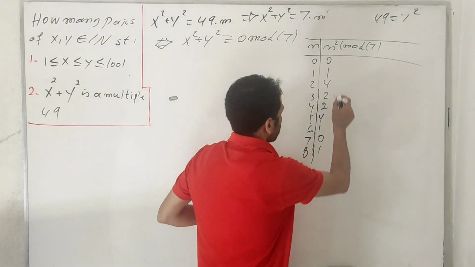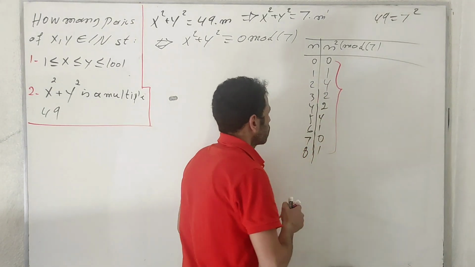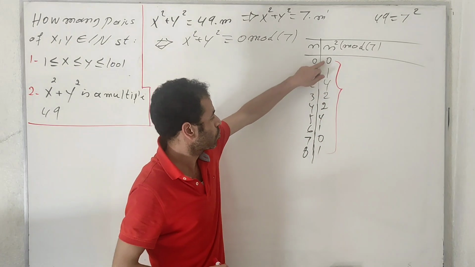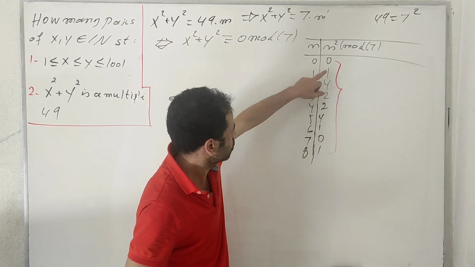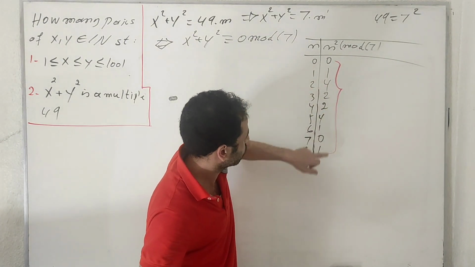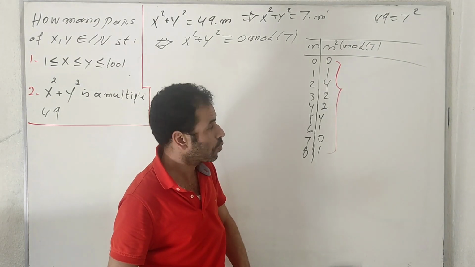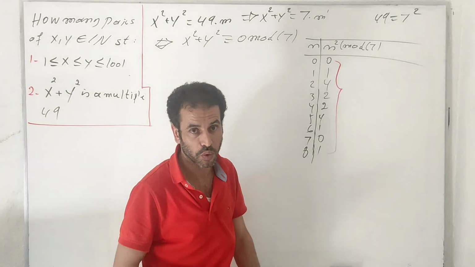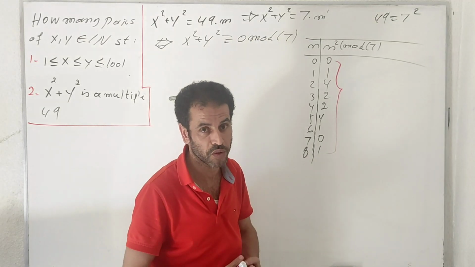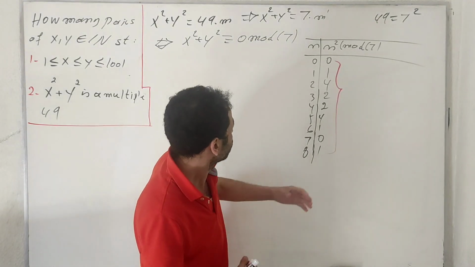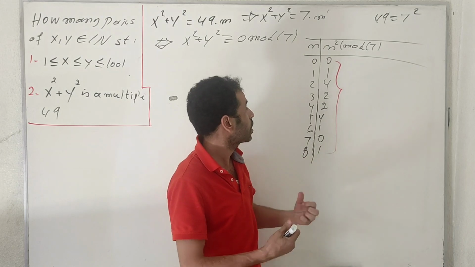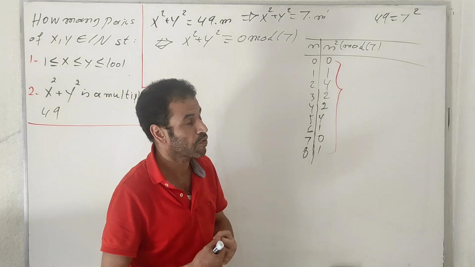So I'm going to check what values of the perfect squares we found mod 7. We found 0, 1, 2, and 4 are the perfect squares mod 7. Now we are not looking for the perfect squares, we are looking for the sum of the two squares. If I add them together, they give us a multiple of 7.